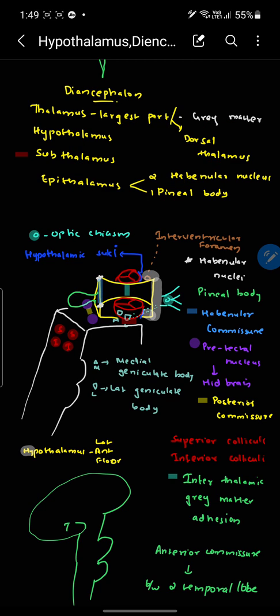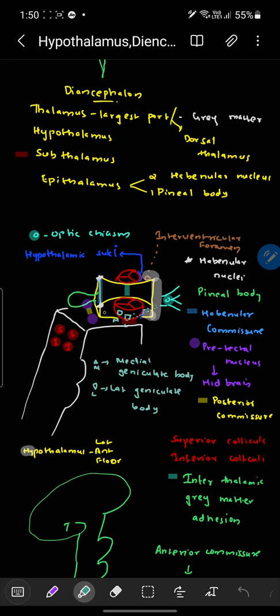In the midbrain we have the pretectal nucleus, below the third ventricle, and connecting is the posterior commissure. Connecting the thalamus above, it is the interthalamic gray matter adhesion. In the thalamus you have the medial geniculate body and the lateral geniculate body. This is the hypothalamic sulcus. That means the hypothalamus is attaching to the thalamus at the hypothalamic sulcus.